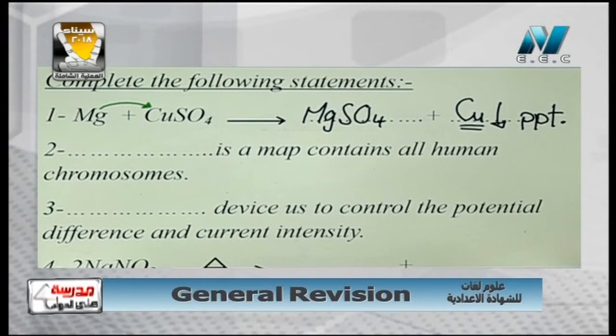Okay, next question: a map that contains all human chromosomes. Of course here we have a question from lesson 2, unit 3. We talk here about the genome. The genome is a map that contains all human chromosomes.